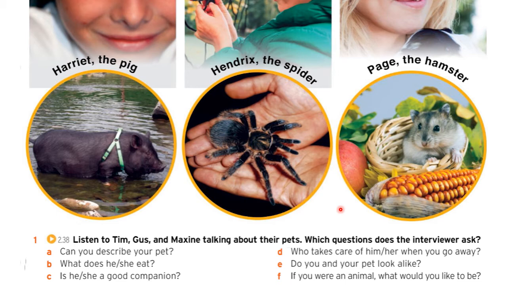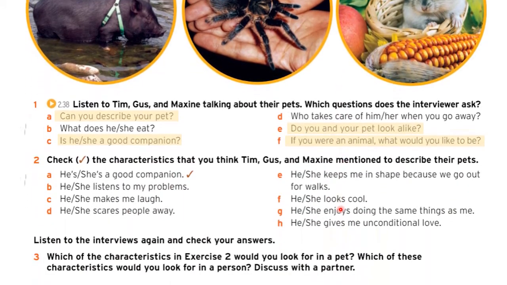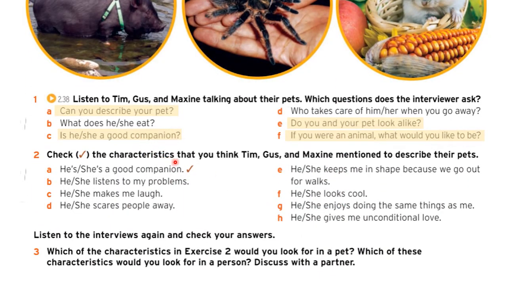Alright? You will have noticed that they asked the question letter A, the question letter C, the letter E, and letter F. Now, in the exercise number 2, we have check the characteristics that you think Tim, Gus, and Maxine mentioned to describe their pets. If you need to play the audio again, guys, you can do it. So do this exercise, and when you finish, you will discuss these questions with your partners.